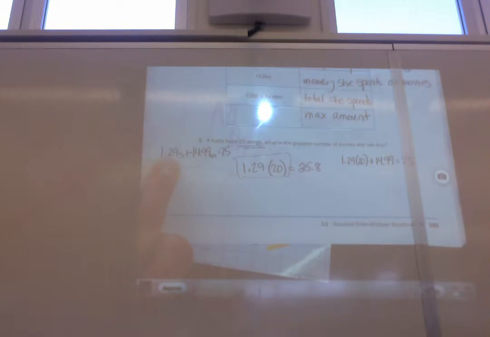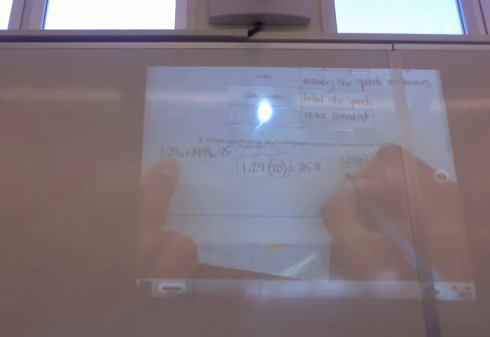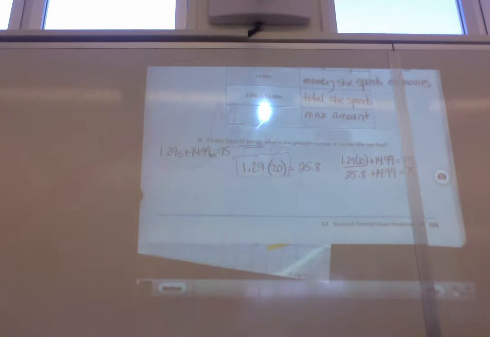Is all that fitting in the screen? Awesome. Or replacing this, 25.8 plus, what should I do next? Wait, I'm missing something. M. I want to find out M. I want to know how many movies can she get. How can I get M by itself?